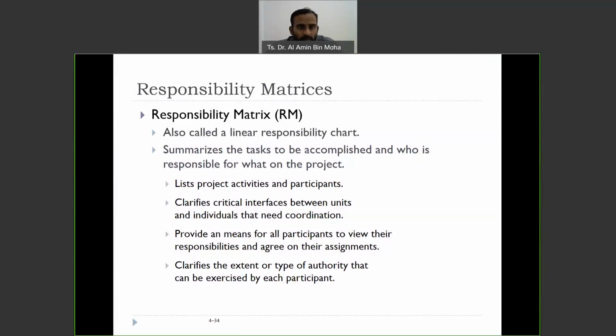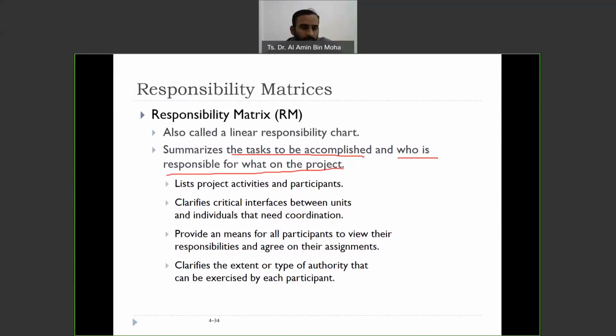We continue the session on responsibility matrix. So basically, responsibility matrix is also called a linear responsibility chart. It summarizes the tasks to be accomplished, tasks to be done. We have a list of tasks to be done, and then it's mapped to the people who are responsible for the job or for the project.